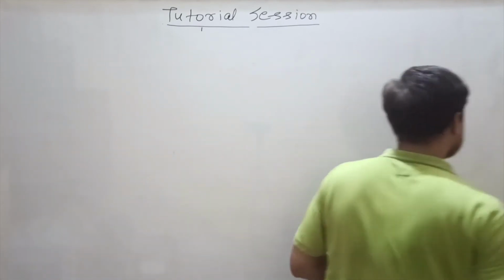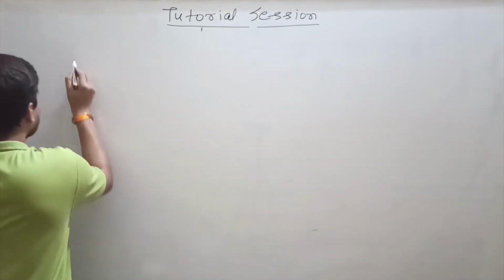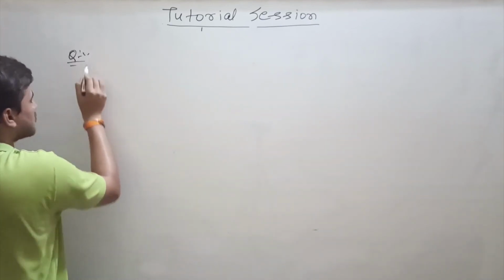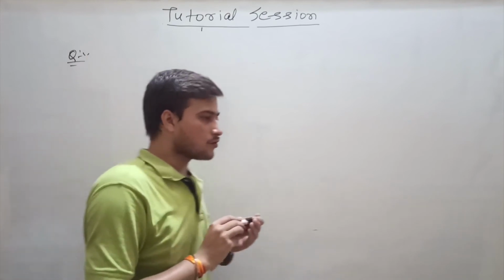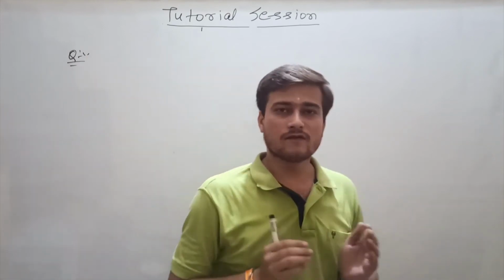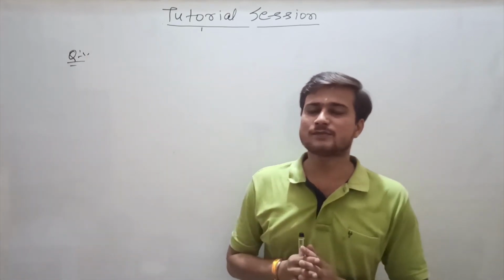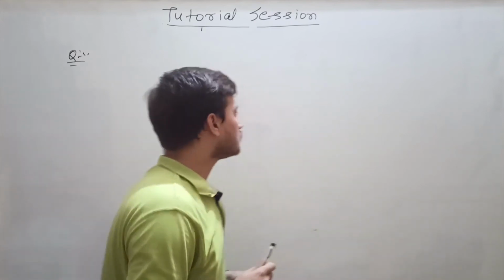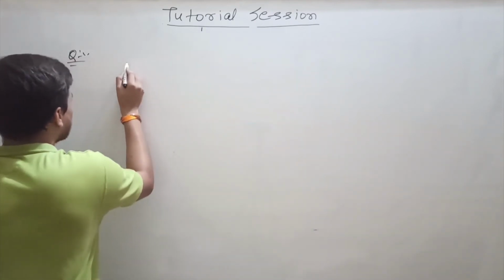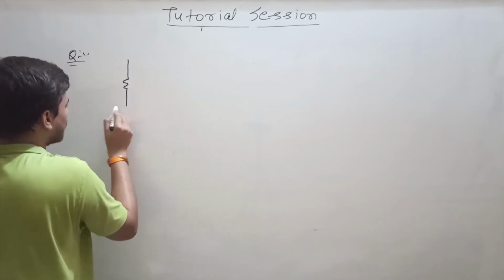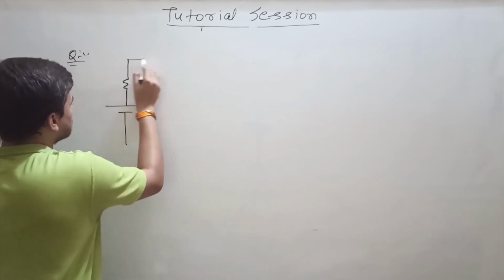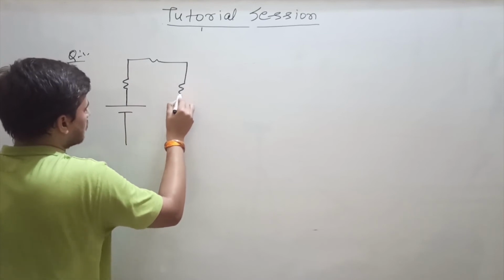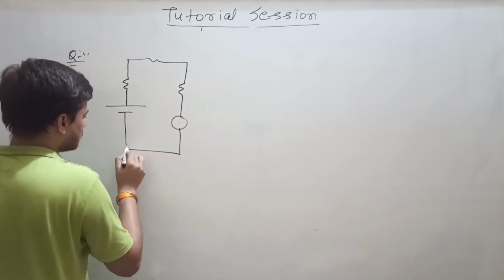Let us take some random questions. Now I will be taking some questions in which there will be a voltage source or current source present across the load terminal. So let us see how to solve those questions. If you are having a voltage source, this is the current source.